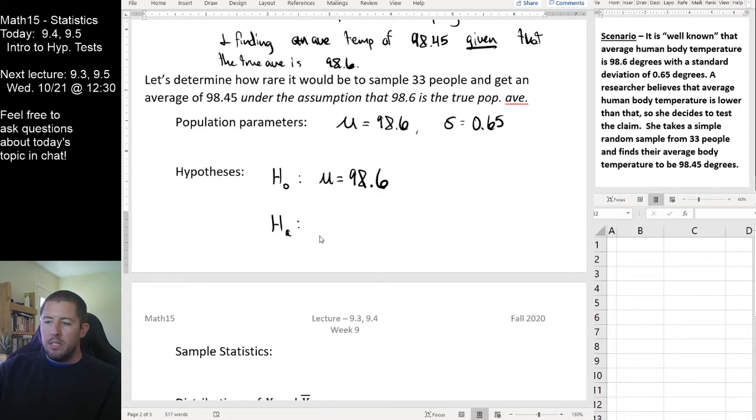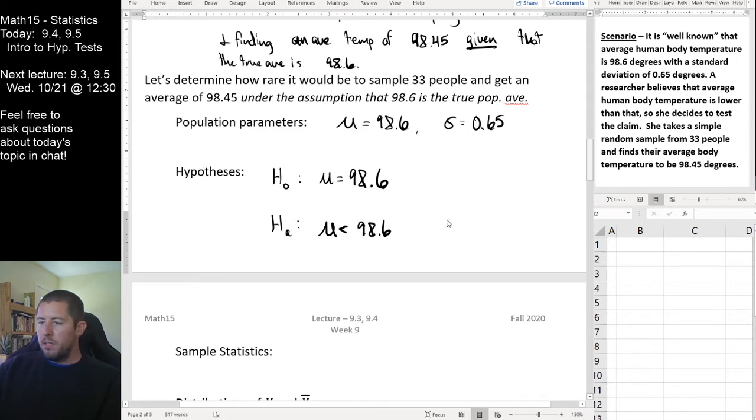What are we suspicious is actually true, though? This researcher is suspicious. It says right here, this researcher believes that average human body temperature is lower than that. So that's going to lead me to say my alternative hypothesis, that I actually kind of think might be true, is that our average body temperature is actually below the 98.6 degrees right there.